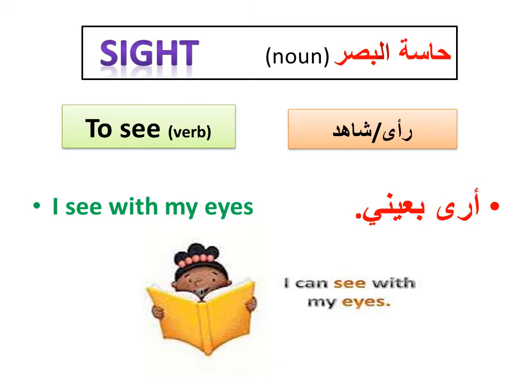حاسة البصر. Sight is a noun, يعني اسم. الفعل is to see. To see بمعنى رأى أو شاهد. Example, I see with my eyes. I see with my eyes. أرى بعيني.